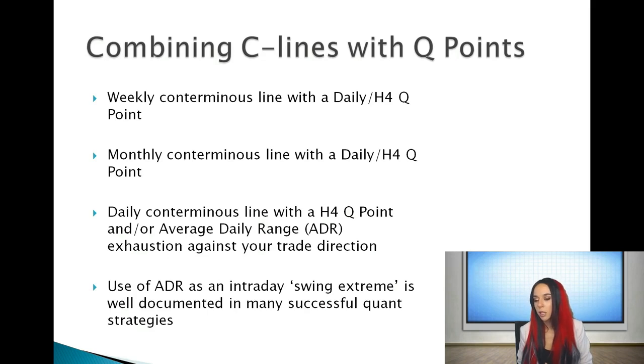You should ideally combine the Q points and or supply demand areas with an average daily range exhaustion. So by the time your price reaches a 4 hour Q point, the ADR should already be exhausted. Obviously, daily range exhaustion to the opposing side, right? Because that way, when you're entering the trade from ADR exhaustion on the day, it gives an effect of an elastic band because the markets generally love the median numbers. They love the averages. Use of average daily range exhaustions as an intraday swing extreme is actually really well researched, not by us, but by different quants.